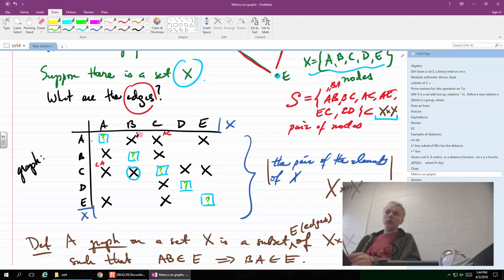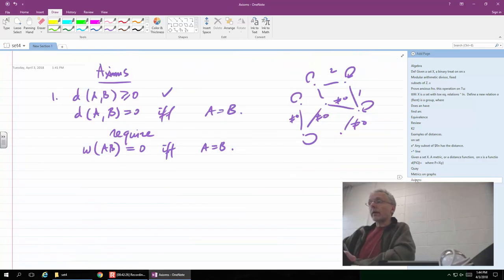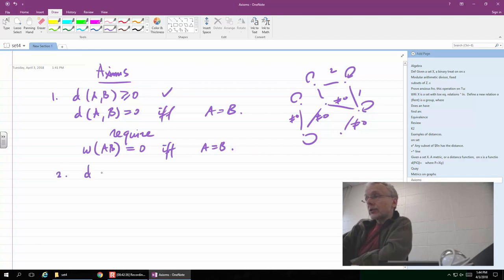Okay, but how? The weight should be zero. Then it works out. So we require the weight AB is equal to zero only if A is equal to B. Otherwise, they are all positive. Okay, so that works out. Number two, distance AB is equal to distance BA.